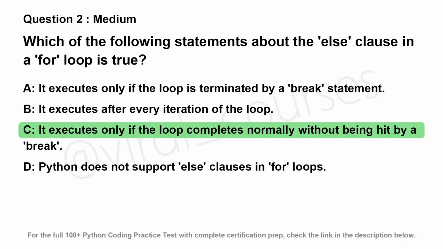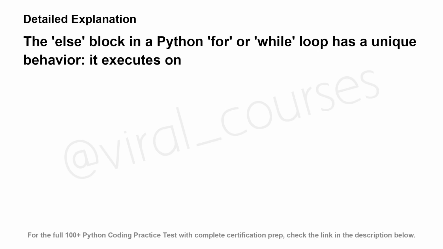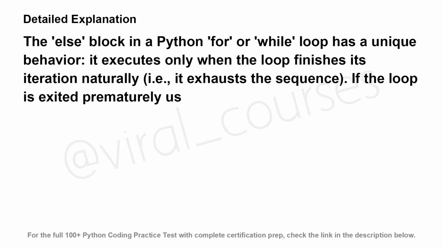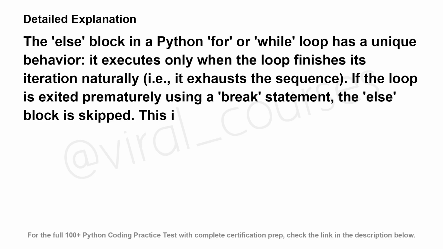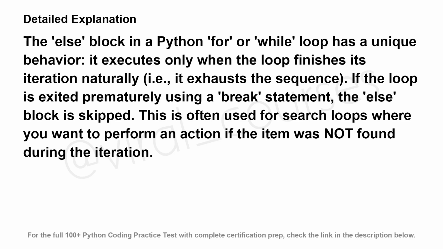The correct answer is C. The else block in a Python for or while loop has a unique behavior. It executes only when the loop finishes its iteration naturally, i.e., it exhausts the sequence. If the loop is exited prematurely using a break statement, the else block is skipped. This is often used for search loops where you want to perform an action if the item was not found during the iteration.